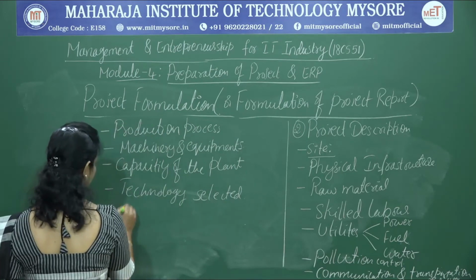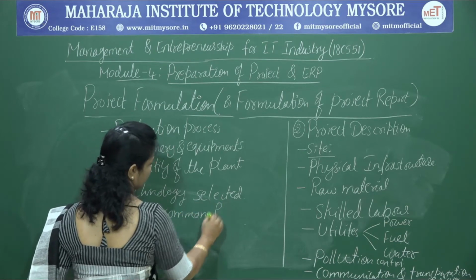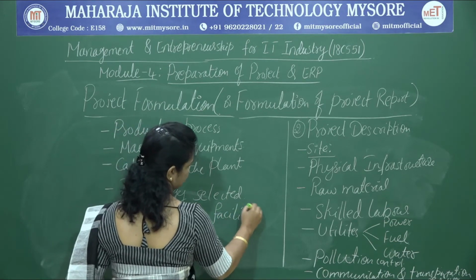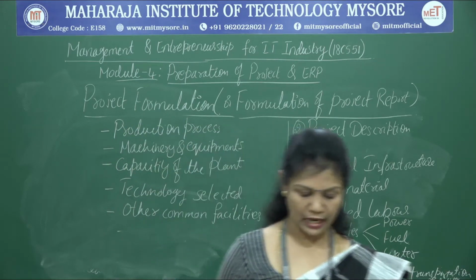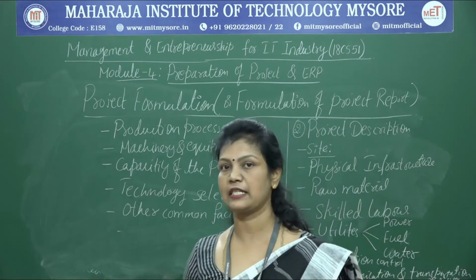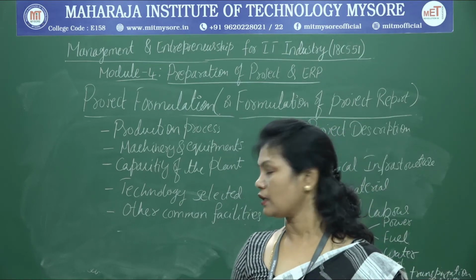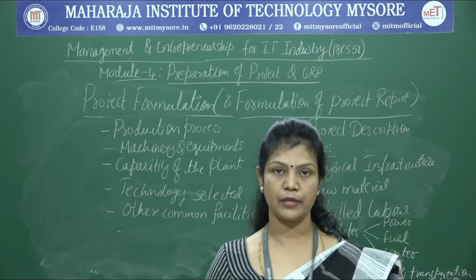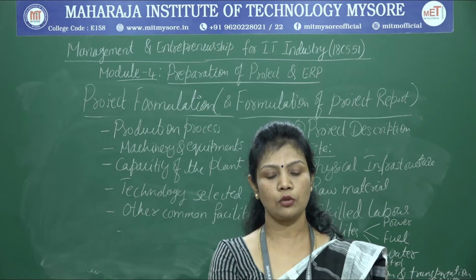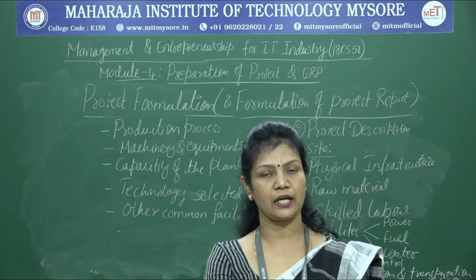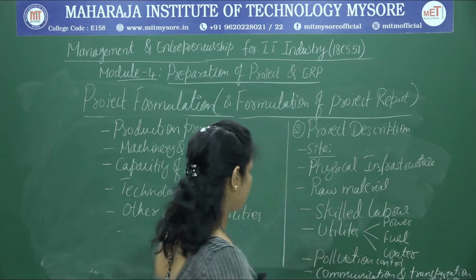So along with that, other common facilities. Apart from all this, they have to mention some of the other common facilities that they are using within the organization. That is availability of the facilities like machine shops or the workshops or welding shops, and also the electrical repair shops if they are having within the organization, etc., are to be mentioned in the project report.